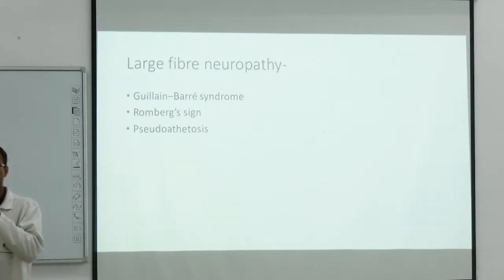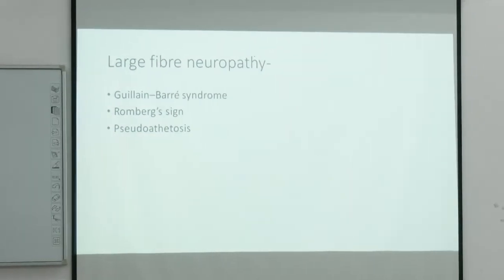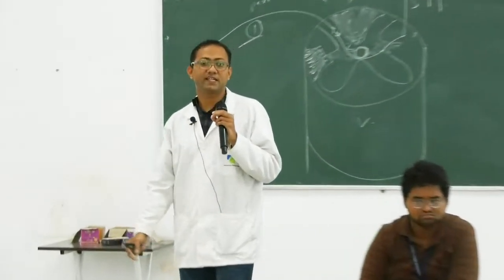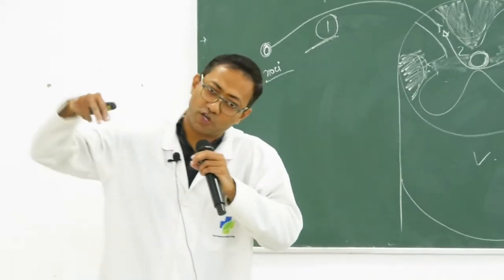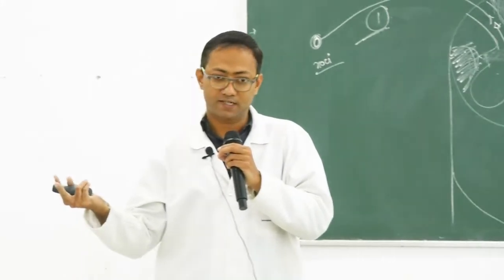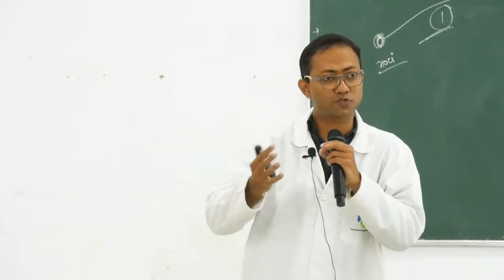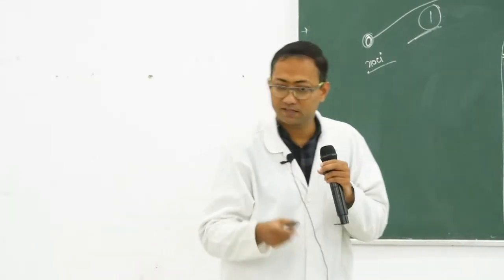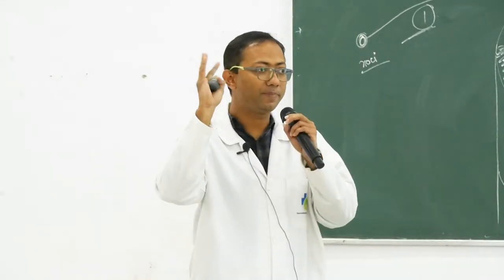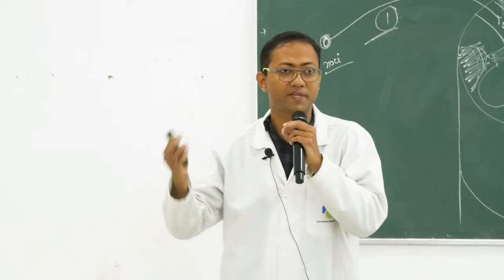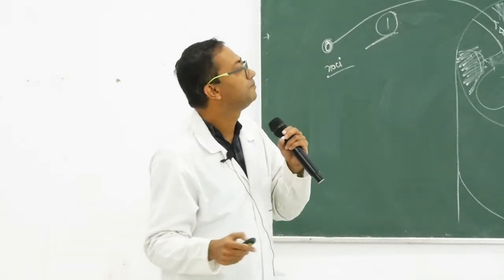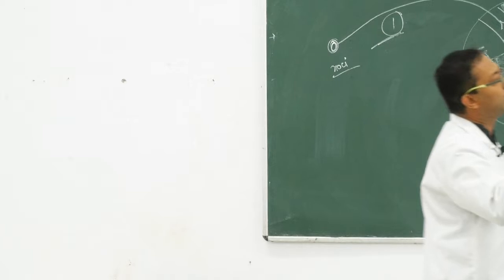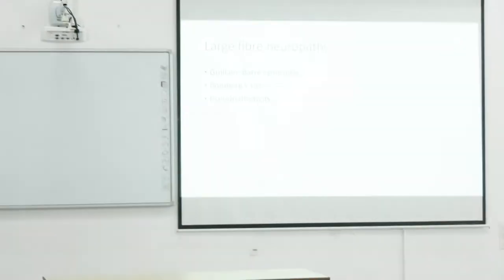Now large fiber neuropathy. Large fiber neuropathy means we are testing the peripheral nerves of the posterior column, right? That means the A alpha fibers. Large fiber neuropathy, one example is Guillain-Barré syndrome.